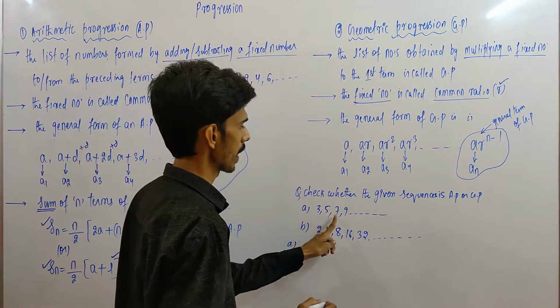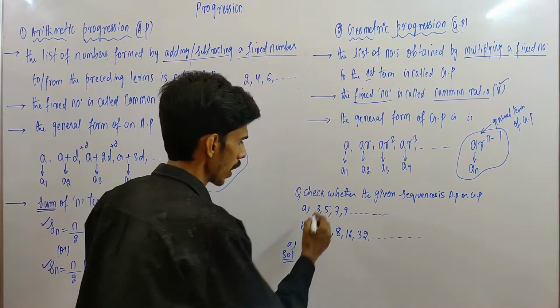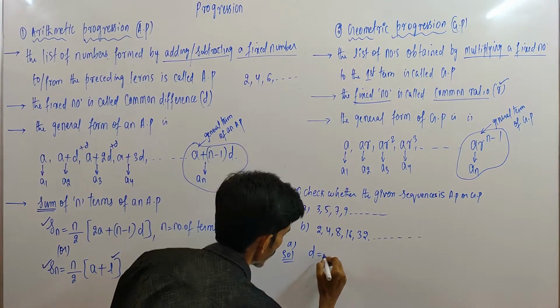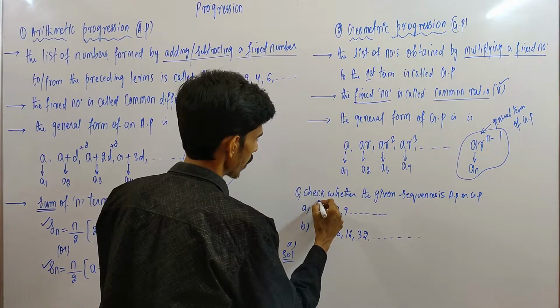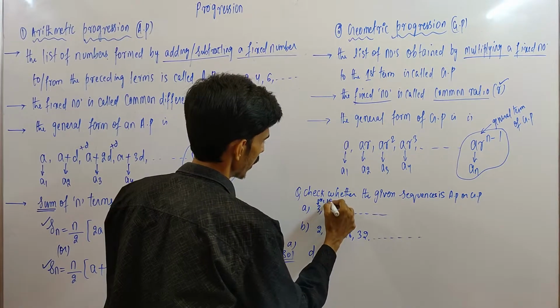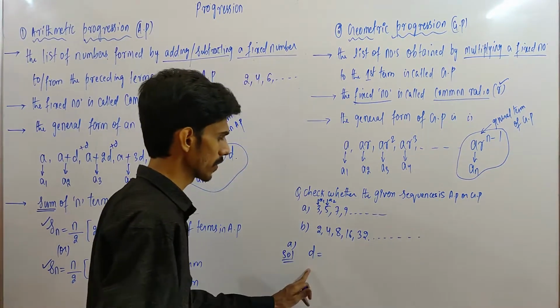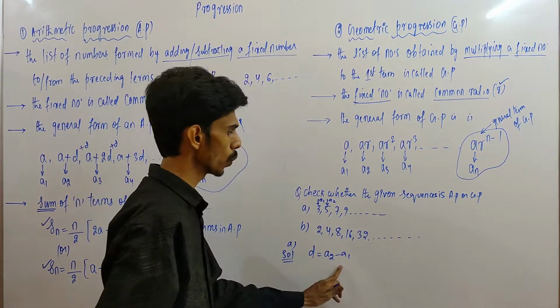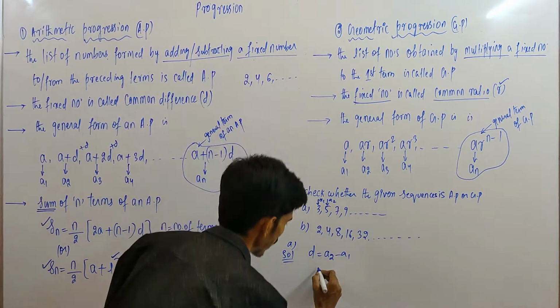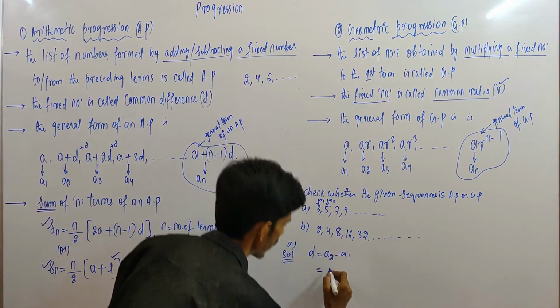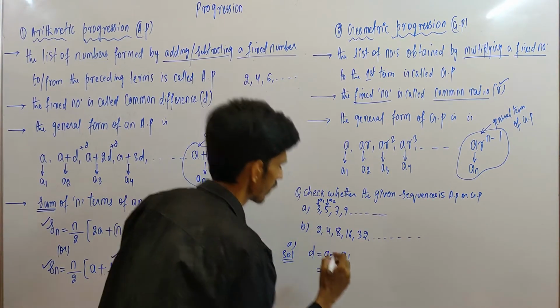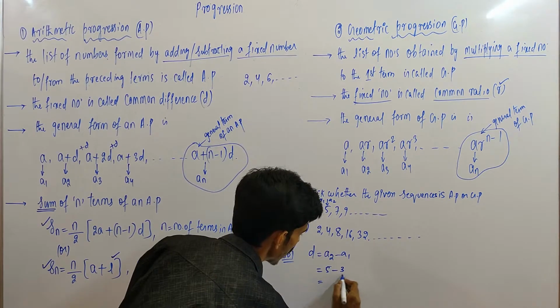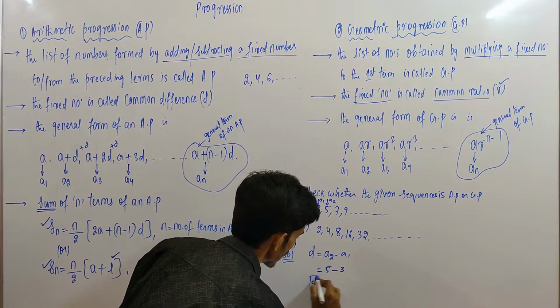We have 3, 5, 7, 9. Now let us calculate the common difference. We have denoted this as a1, this is a2. Let us calculate the common difference: a2 minus a1, the difference of two consecutive terms. So we have a2 as 5 minus a1 value, which is 3. We will get 2. The common difference we have is 2.